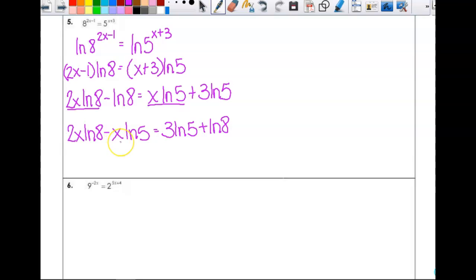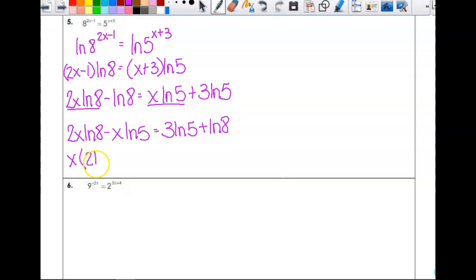Of the whole thing? I don't really have a math rule that allows me to do that. I know where you're going with that, but that's not the next step. What could I do to get x by itself? Factor out the x, yeah. My GCF is x, so I'm going to factor out the x.